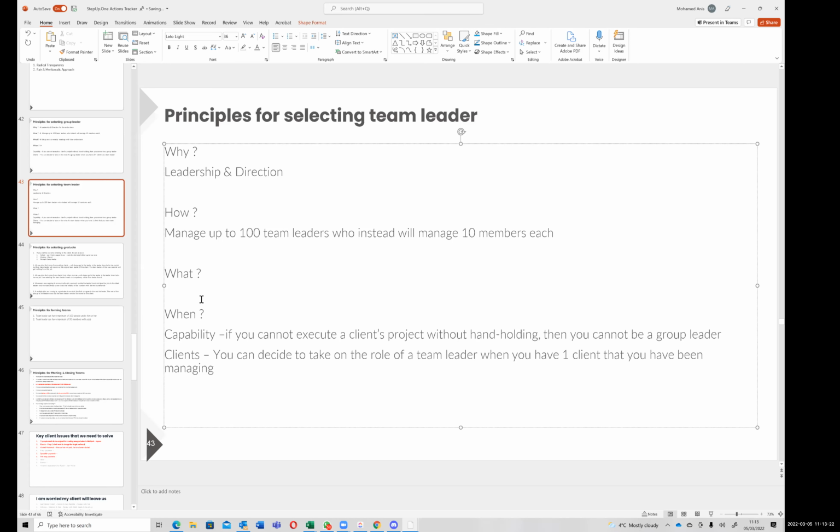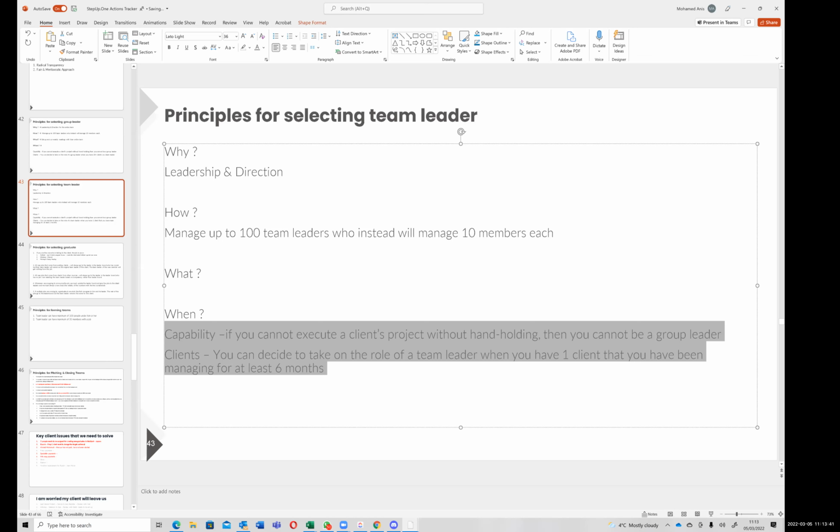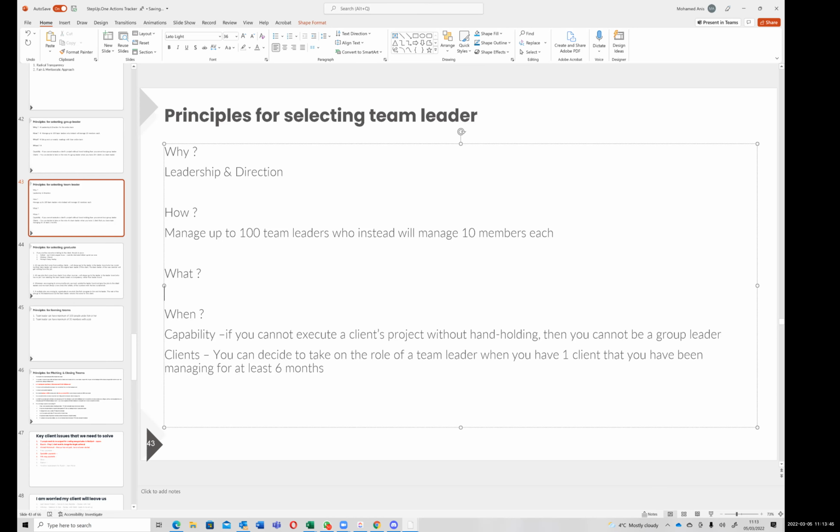Should we give a time frame for this? Yes. Maybe one year or six months. Managing for at least six months, let's say. Six months, okay. But you can start creating your team. You don't have to wait for the six months to finish to create your team. You can start creating your team, and after six months, you can take over that role.